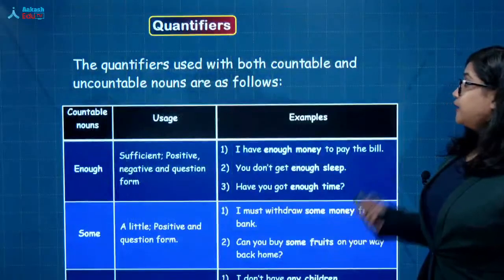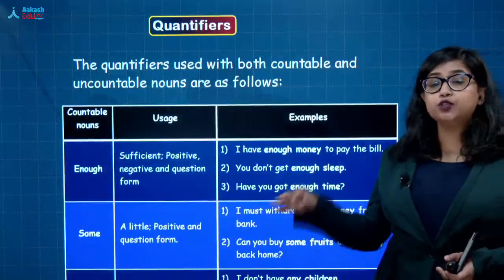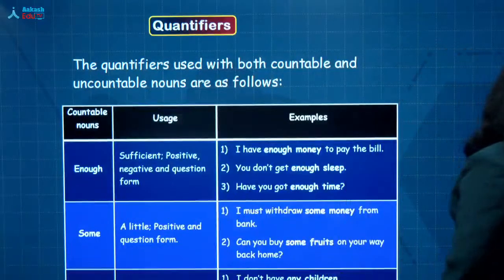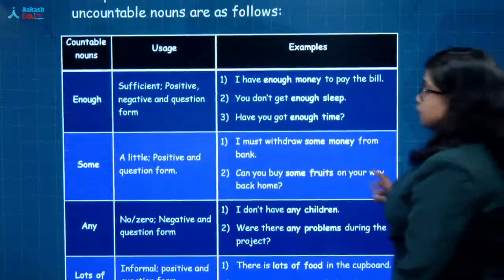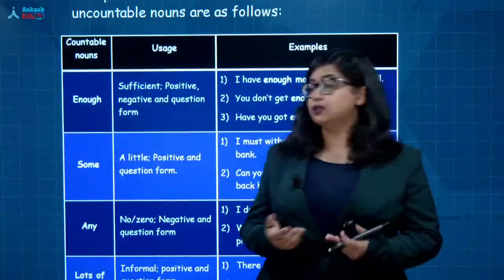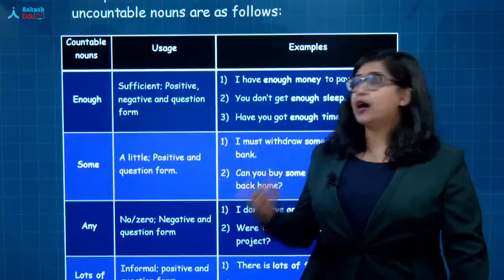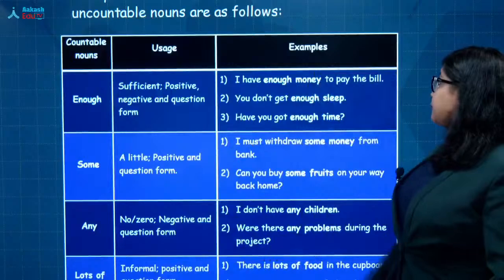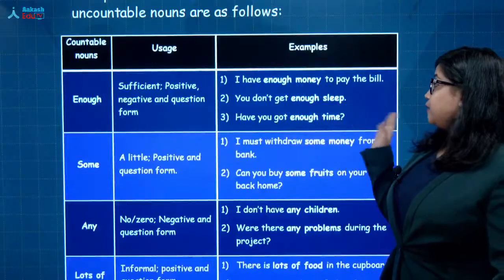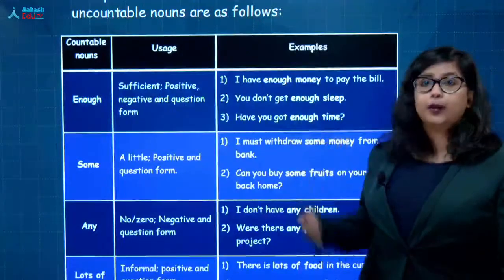Alright, let's move ahead. Now, very last, let us have a look at the quantifiers which can be used with both countable and uncountable nouns. The first one is enough. Enough means sufficient. So it is used in all three forms: positive form, negative form, and question form. For example, I have enough money to pay the bill. This is the positive form. You don't get enough sleep. This is the negative form. Have you got enough time? This is the question form.